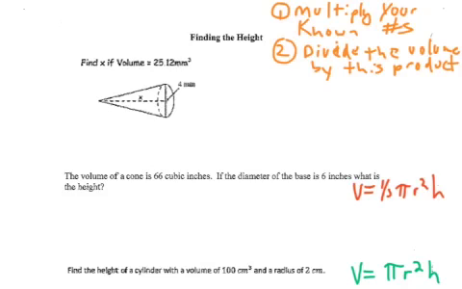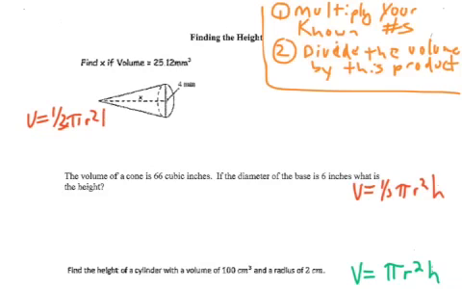Okay, so take a look at the first one. We want to find x, which in this case is the height. So I want to find the height of this cone. Now, the volume is 25.12 millimeters cubed. So the first thing I'm going to do is write the formula for the cone. The formula for volume of a cone, again, you have a formula sheet, is 1/3 times pi r squared h.